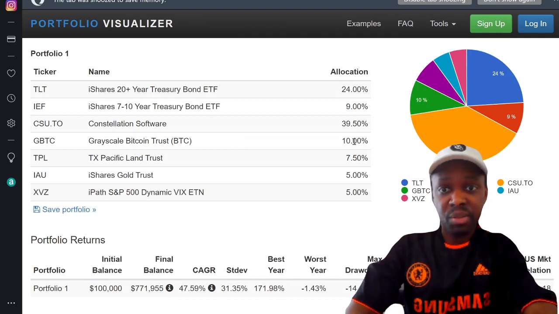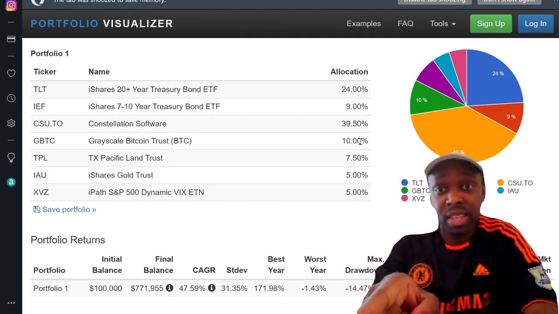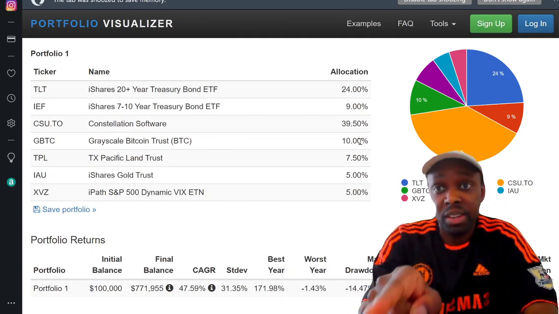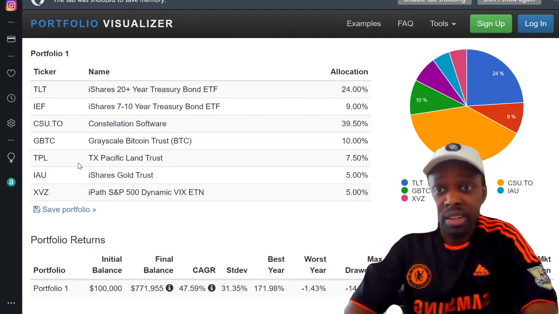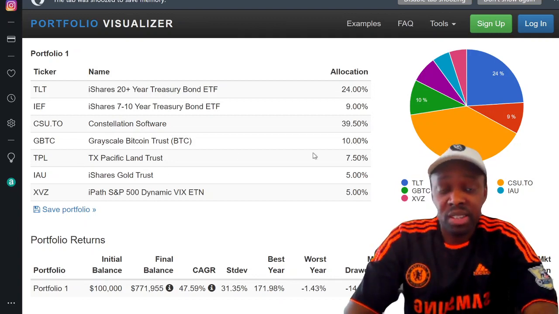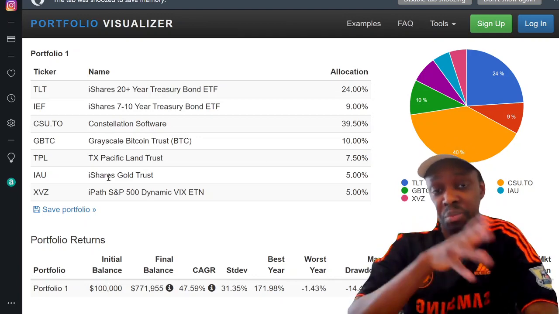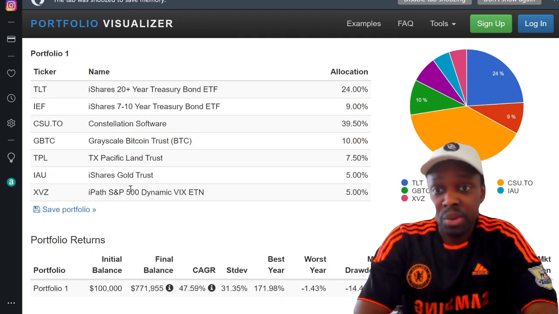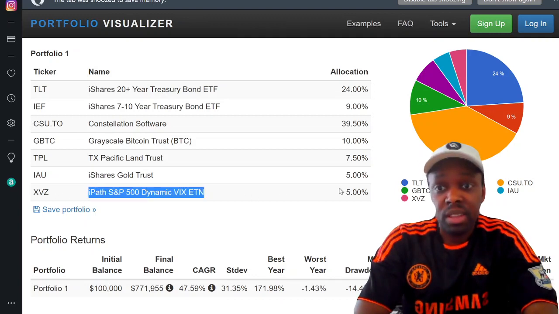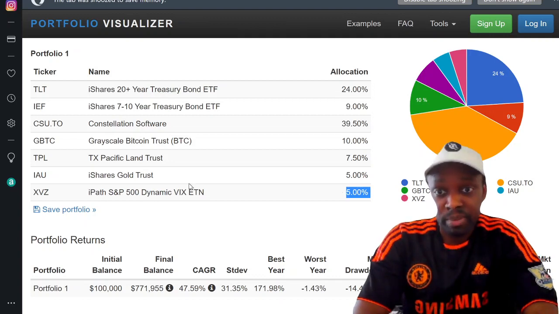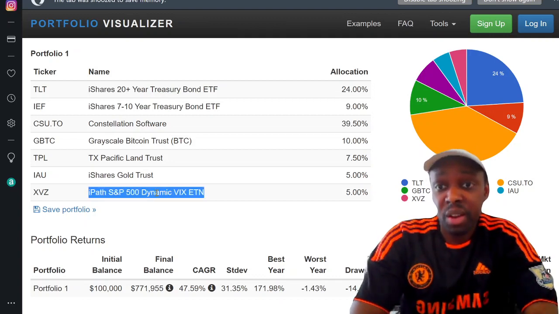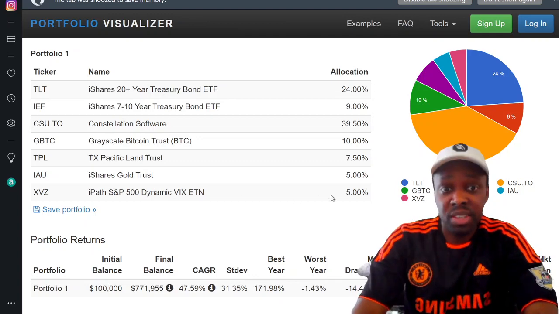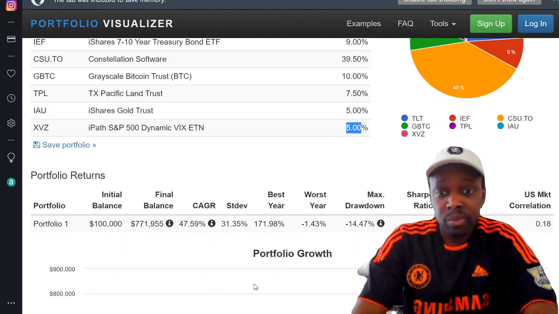Grayscale Bitcoin Trust ETF. I'm going to be replacing that though in Canada with a Bitcoin ETF, 10%. Texas Pacific Land Trust, 7.5%. And I added gold back. Someone said you shouldn't get rid of gold. Cool. I won't get rid of gold. And then someone said you should add long volatility. So the only place I could find long volatility is XVZ with the 5%.